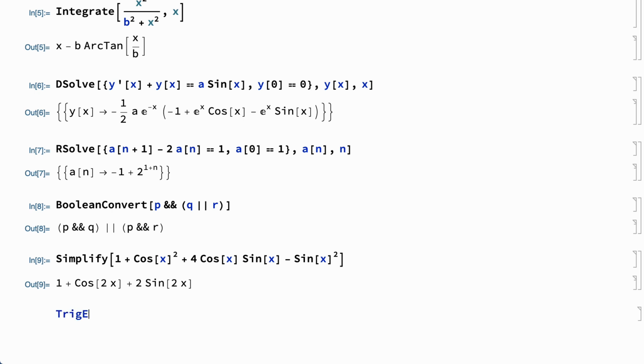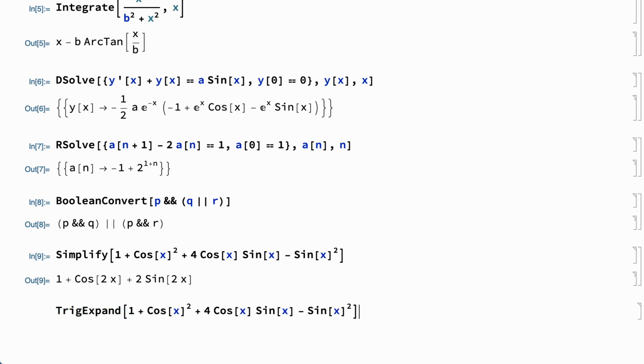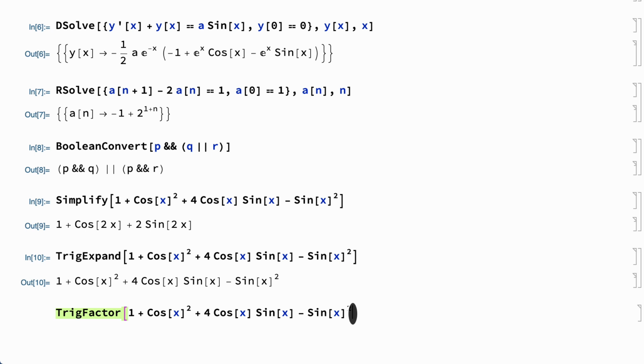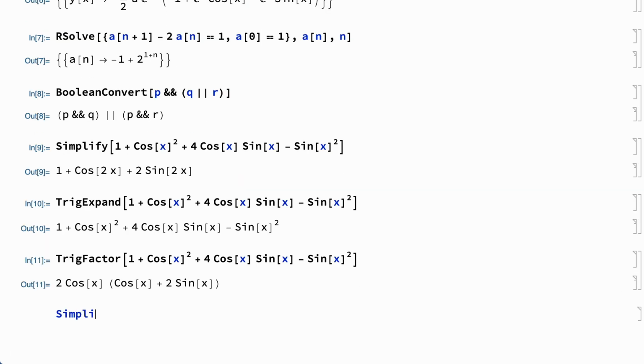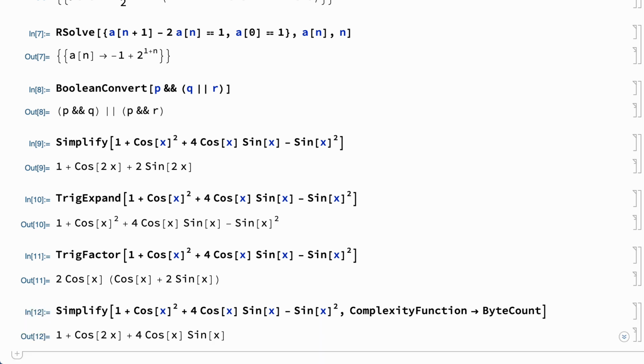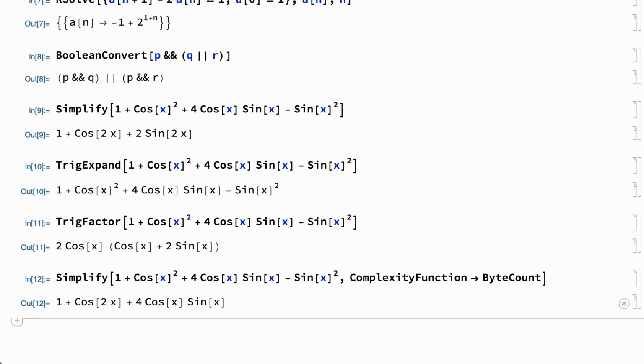For example, this shows a result obtained by applying TrigExpand to that same expression. This shows the result from the TrigFactor function, and this shows yet another possibility, this time using the Simplify function with a non-default setting for the ComplexityFunction option, which is used to specify which forms should be considered simpler. These or other forms for the result could be useful in different situations, but since it can be difficult to specify the desired form, it can be difficult to get the computer to return a specific form automatically.